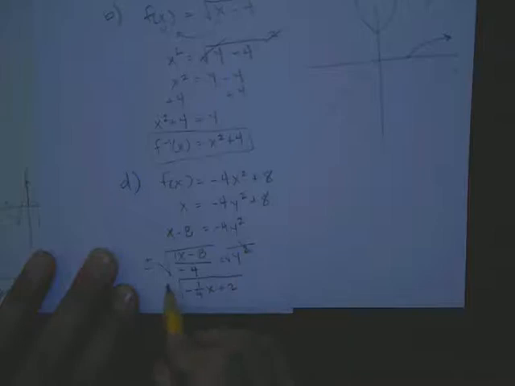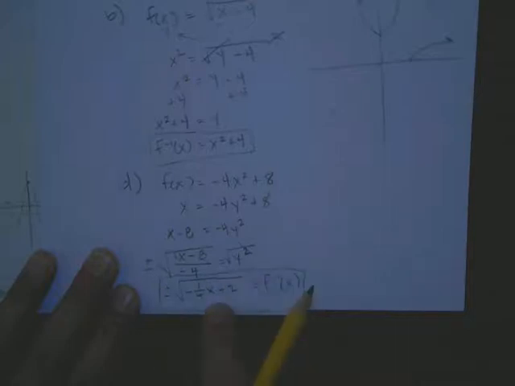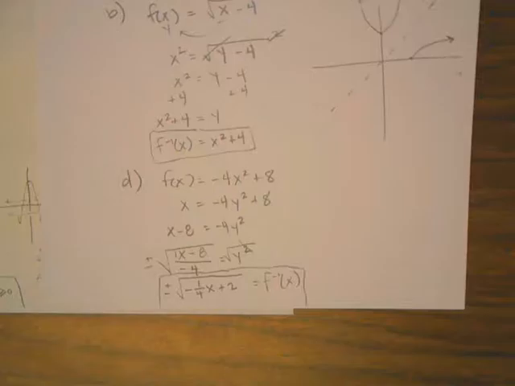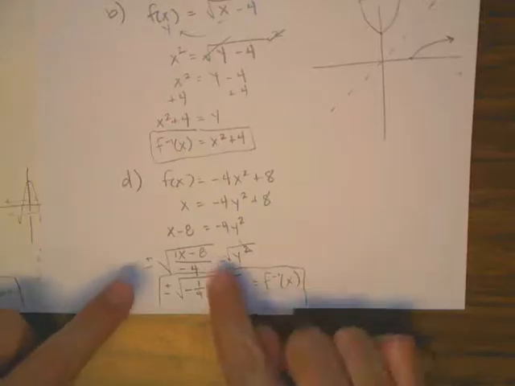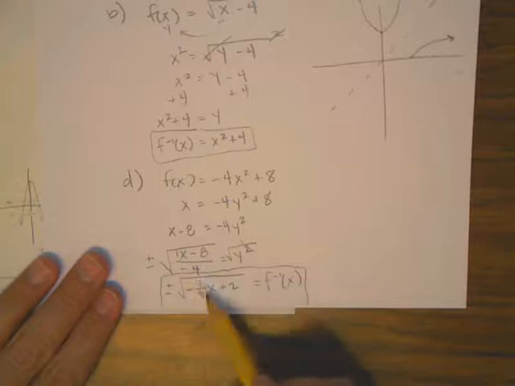And then I'm just going to write f inverse of x right here. There's my inverse function. This one's a little bit more complicated, so if you can get to that part right here, you're going to get lots of credit. This simplification, I just said 1 divided by negative 4th is negative 1/4 x. Negative 8 divided by negative 4 is positive 2.